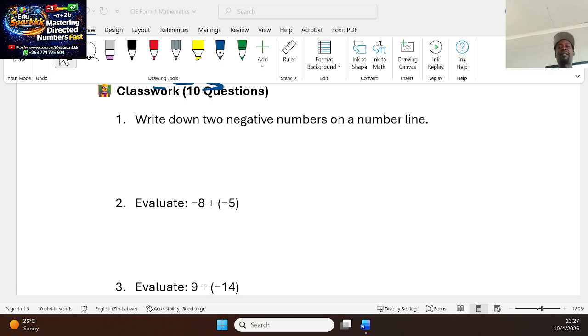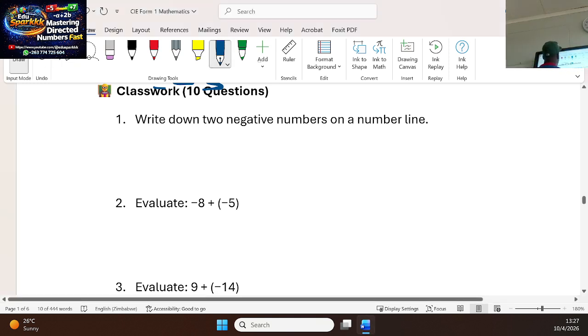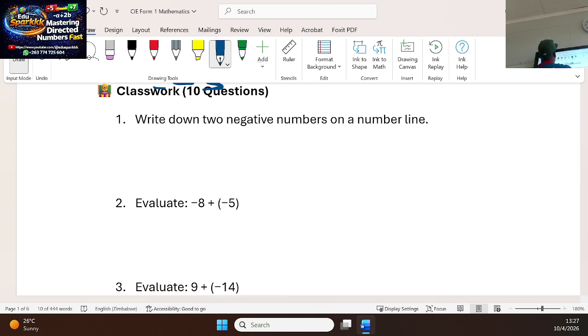Okay, this is the second series of directed numbers as well as substitution. So let's have a look at these problems in case they might help simplify our understanding of these given concepts. Write down two negative numbers on a number line.